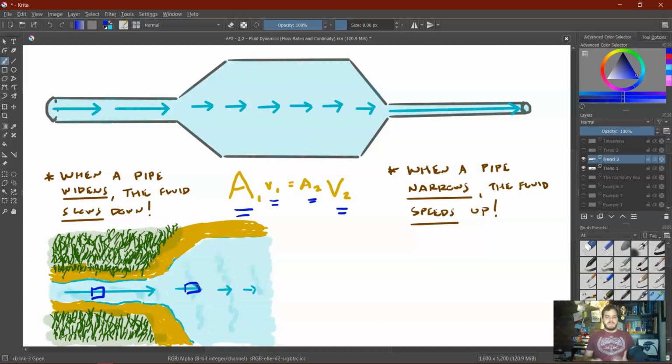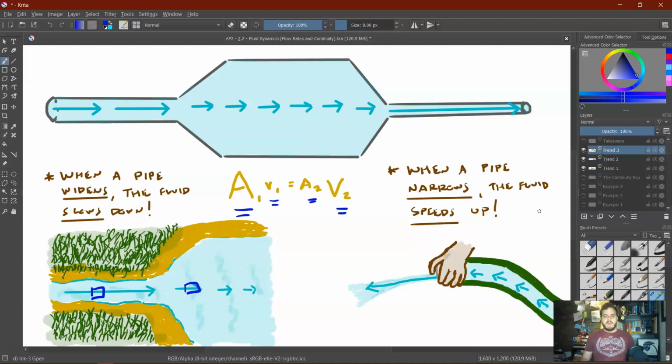Now, on the other side of things, when a pipe narrows, the fluid speeds up. You've also seen this. When you take a hose and you stick your thumb over the end of it, you have the whole entire width of the hose, which is not very wide, but when you stick your thumb over the end of it, you've created a tinier cross-sectional area, and the fluid literally speeds up and seems to shoot out of the hose.